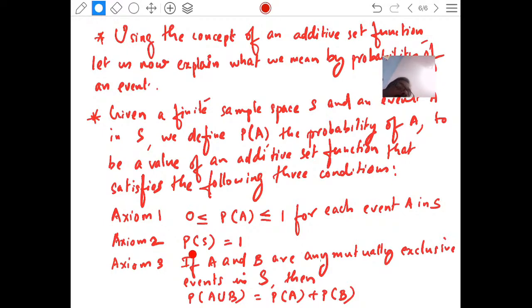Then the second axiom, P of S equal to 1. This states that the sample space S as a whole is assigned the probability 1. This expresses the idea of the probability of a certain event. An event which must happen has probability equal to 1.